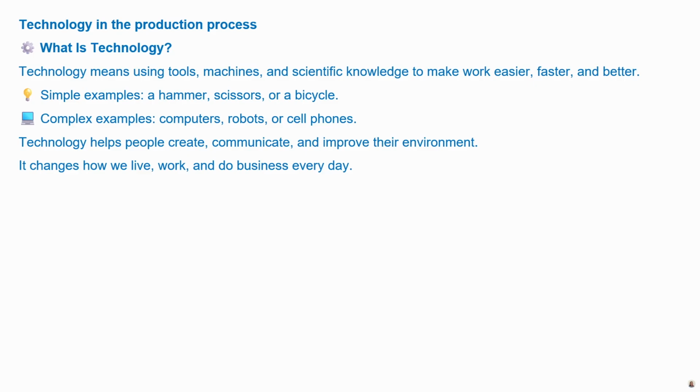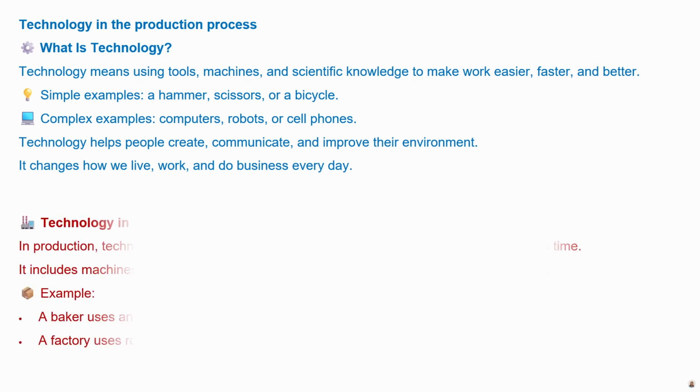Now, technology in production. Technology means using tools and machines and scientific knowledge to make our work easier and faster. Technology helps people create, communicate, and improve the environment. It improves how we work. For example, I'm using technology to help deliver my lesson, so you can learn this in your own time, not only in the class.